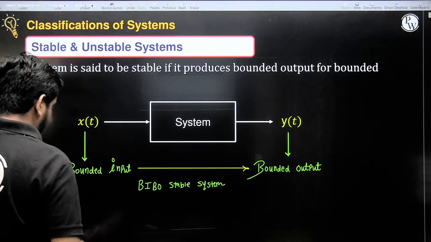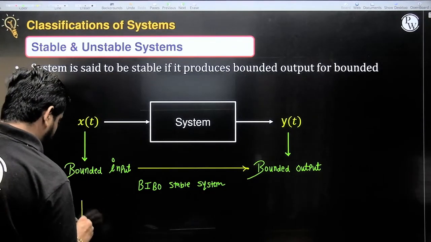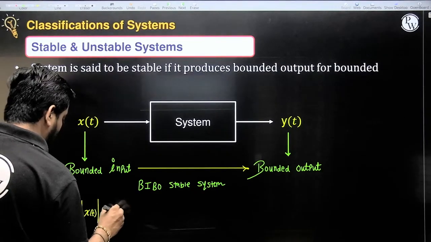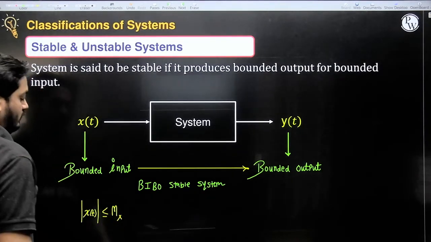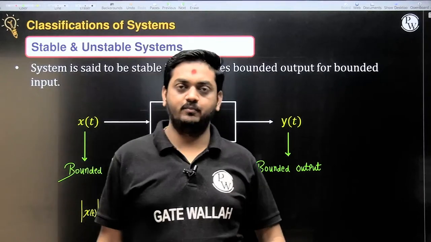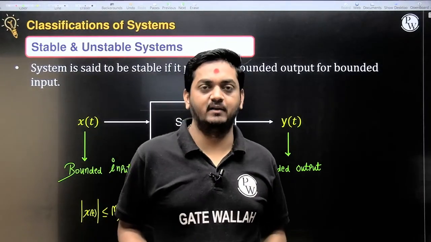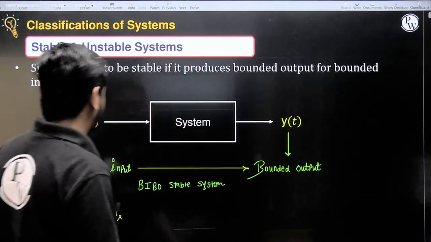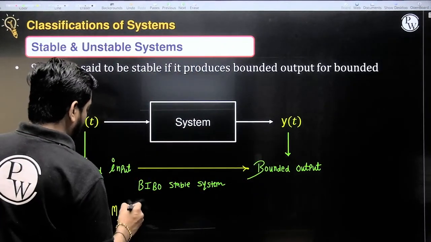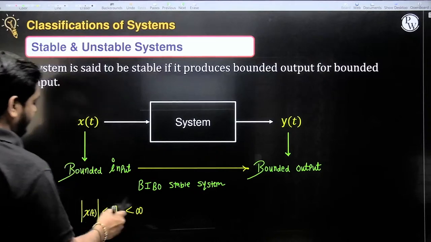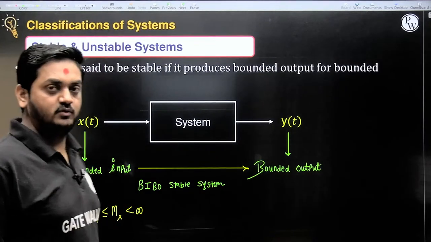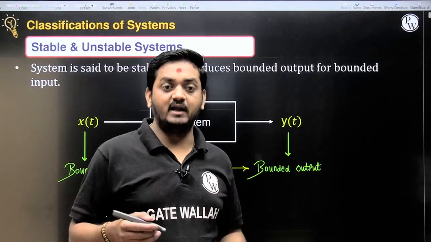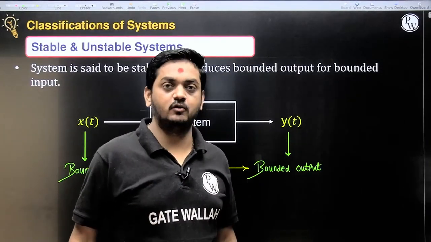So input is magnitude of x of t. Magnitude should be less than or equal to mx. Magnitude also, because plus 1 also finite amplitude and minus 1 also finite amplitude. So that's why we are considering magnitude, guys. So magnitude of x of t, that is mx, less than infinite. The meaning of this is a bounded input signal: finite amplitude at each and every instant of time.